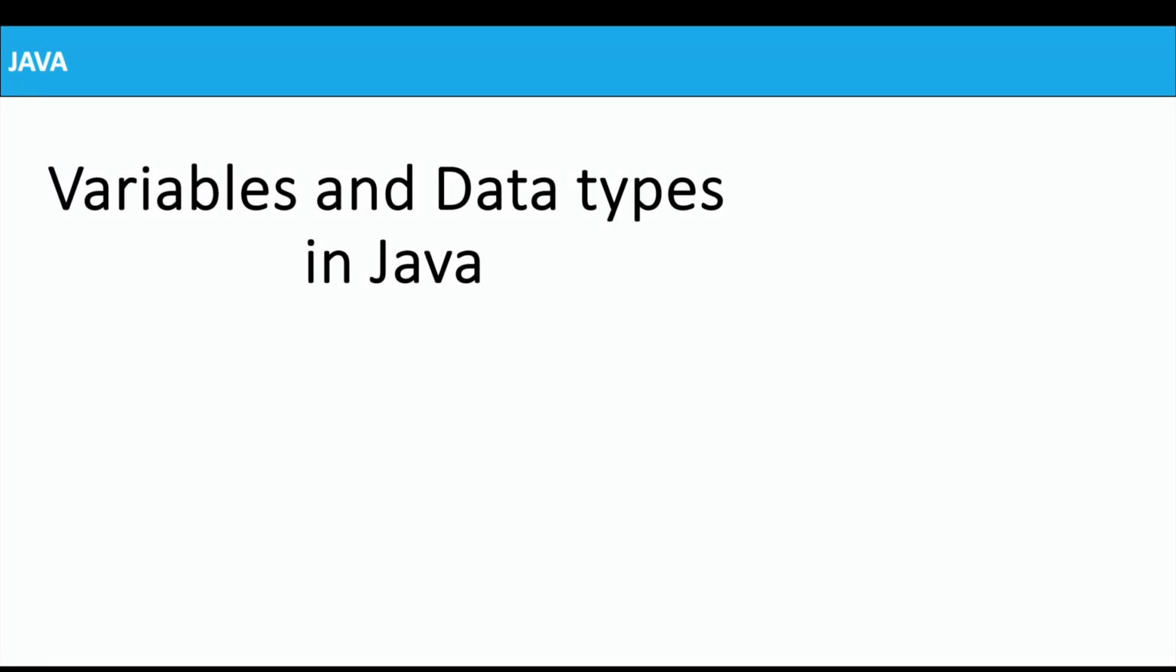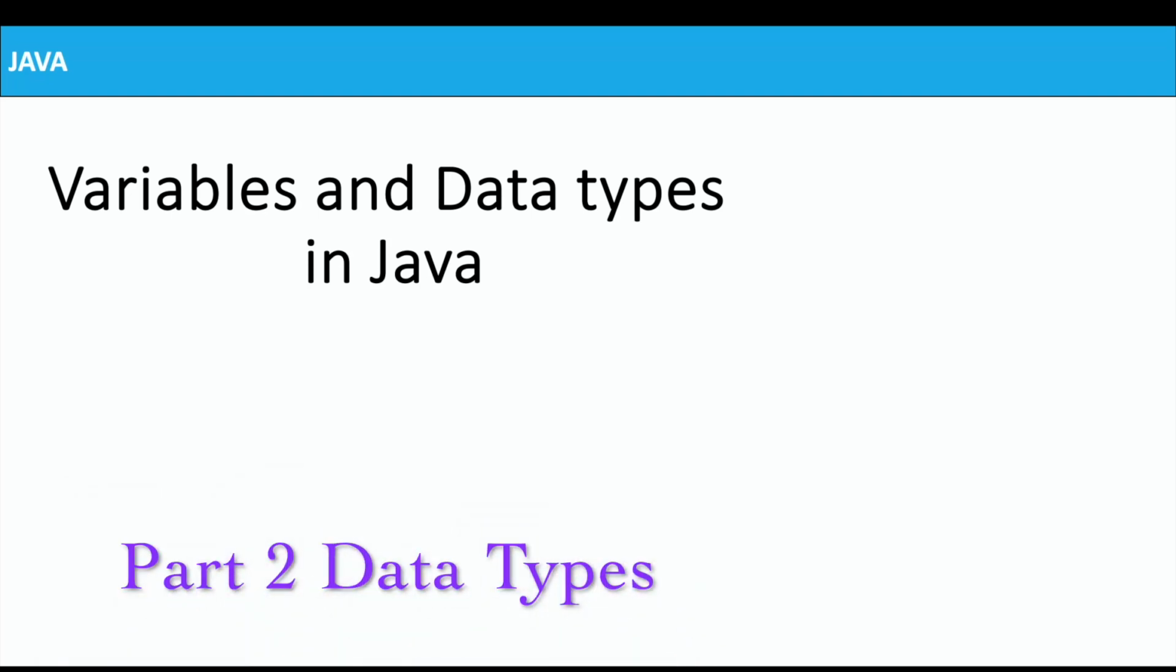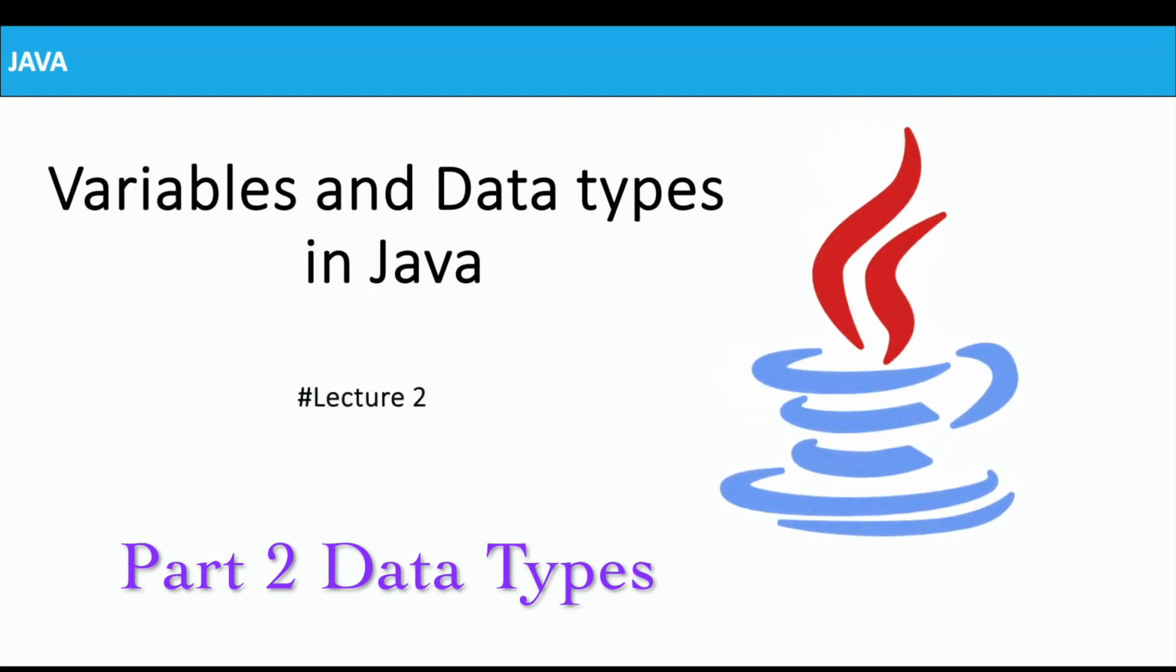In this video we'll discuss part 2 of the previous video, that is, we'll discuss data types. Previously, in the last lecture, we discussed variables. In this part 2 we'll be covering data types in Java programming. Data types are a very important concept in Java programming. Let us go and see what exactly data types are.